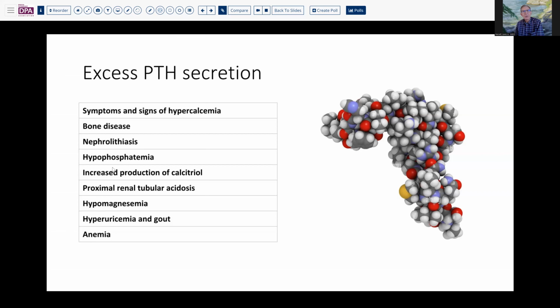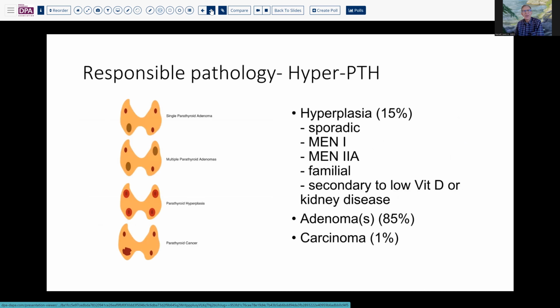But hypophosphatemia, increased calcitriol, renal tubular acidosis, hypomagnesemia, et cetera, these sorts of changes can also be present in pure association with excess PTH. So then, once you've identified that you've got hypercalcemia, excess PTH, what are you going to do about it? Well, the various pathologies really come down to about 4 different things.